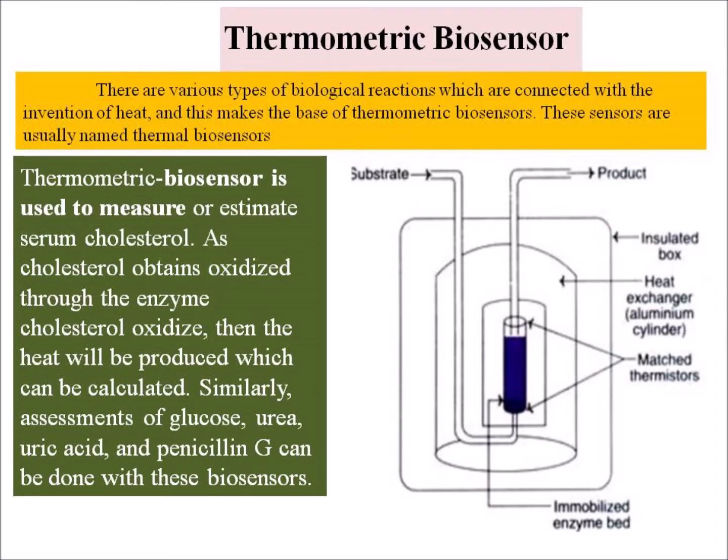Thermometric biosensor. There are various types of biological reactions which are connected with the production of heat, and this makes the base of thermometric biosensors. These sensors are usually named thermal biosensors. A thermometric biosensor is used to measure or estimate serum cholesterol. As cholesterol gets oxidized through the enzyme cholesterol oxidase, heat will be produced which can be calculated. Similarly, assessment of glucose, urea, uric acid and penicillin G can be done with these biosensors.